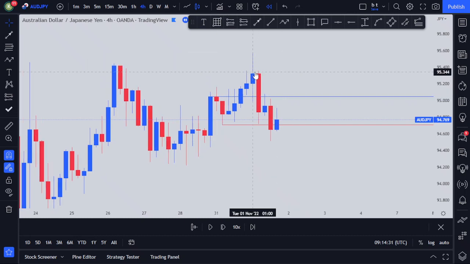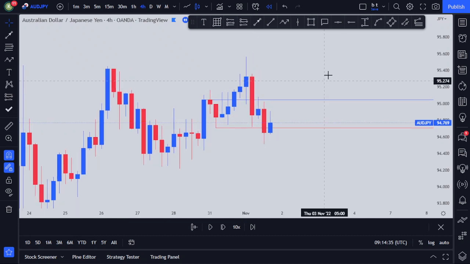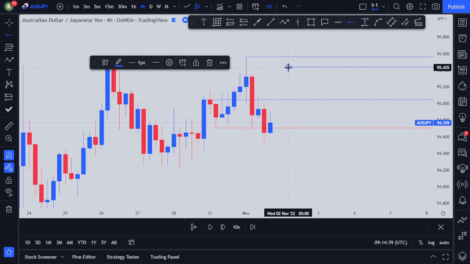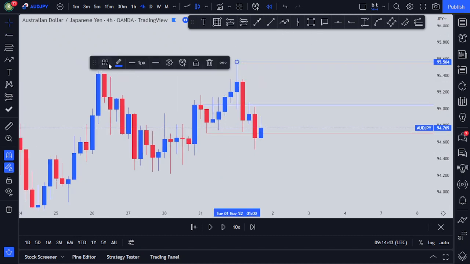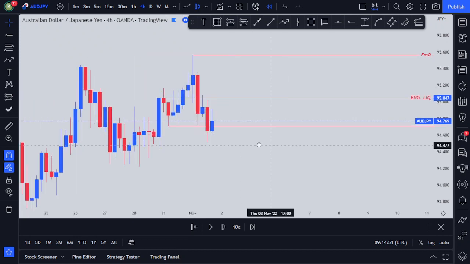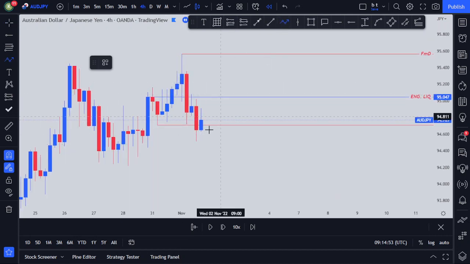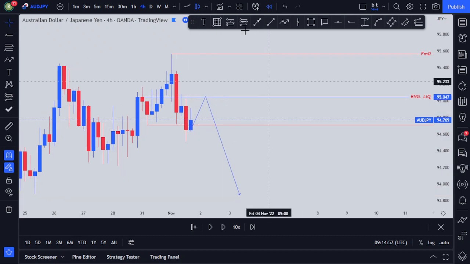You get my point. I said when it comes to engineer liquidity, we don't consider the risks. All right, so this place was the highest high they went before they came to take the engineer liquidity. So it becomes the furthermost deviation, and this place is the engineer liquidity. So we expect price to come here and then drop.